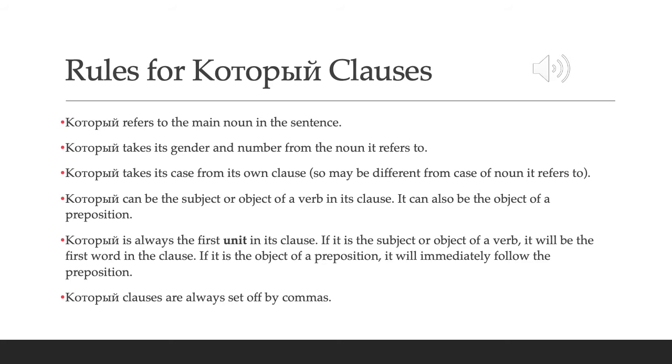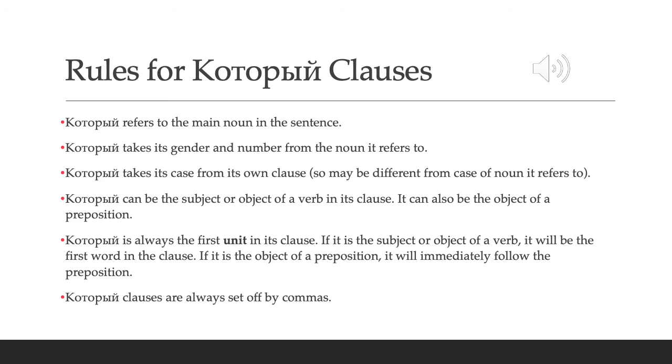Который can be the subject or object of a verb in its clause, and it can also be the object of a preposition. So for instance, это студент, который учится здесь. This is the student who studies here. Который is the subject of the verb учиться. Это студент, которого я давно знаю. This is the student whom I've known for a long time. Который is the direct object of the verb знать. Это студент, с которым я давно знакома. Который in that instance is the object of the preposition с.